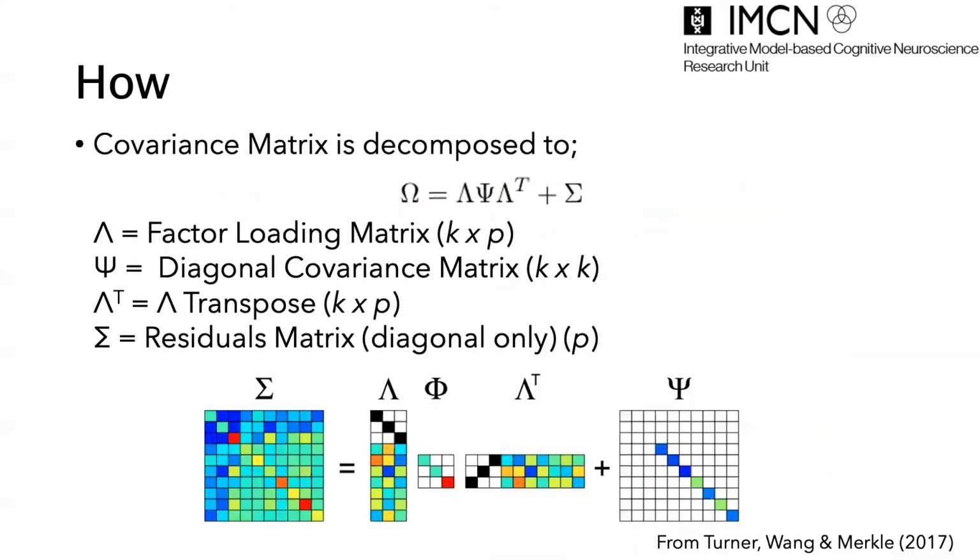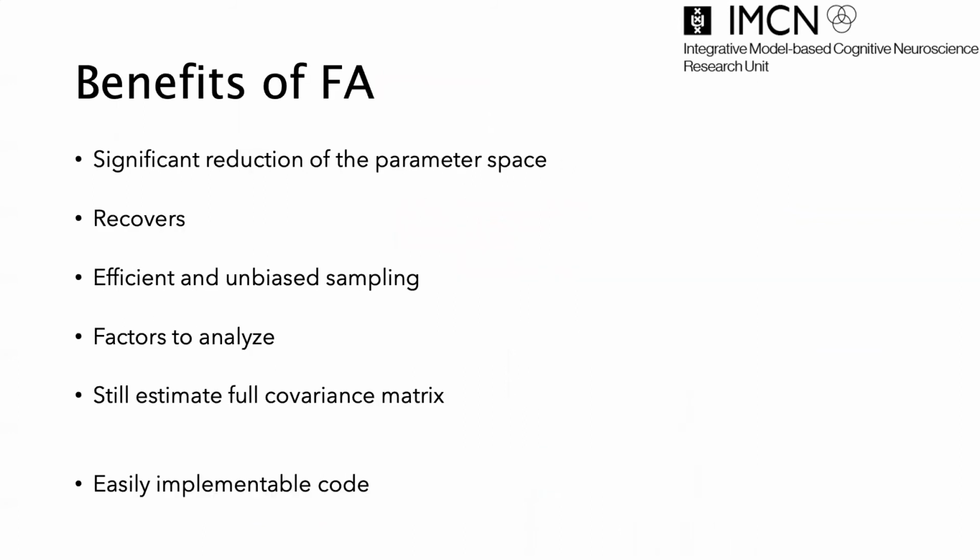Simple. For this approach, the components to estimate can be broken down such that we estimate the mean vector, the loading matrix, and the diagonal for the residual error variances. There are several benefits to this approach.